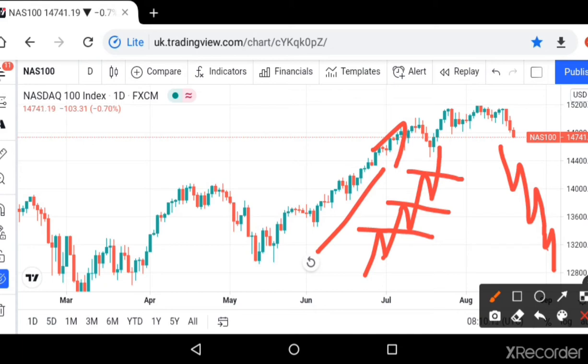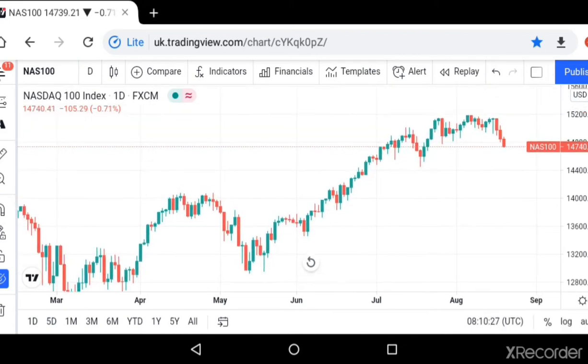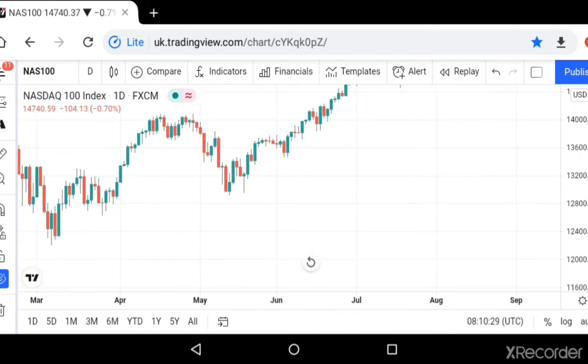If the market pulls back, breaks below the last impulsive move, let me just start afresh here. I'll explain this. Let's do this now on the chart.